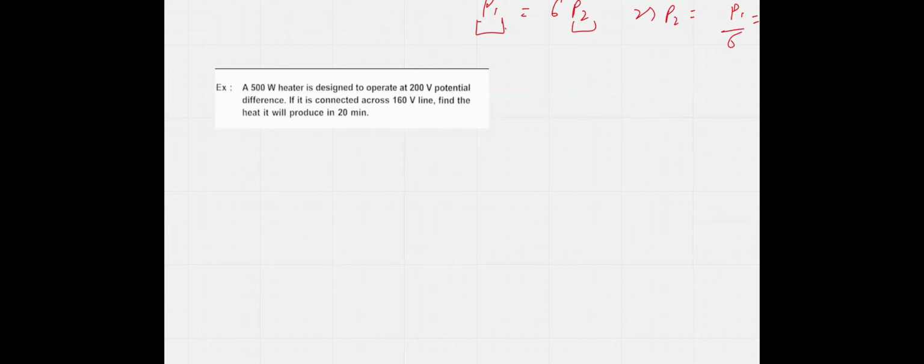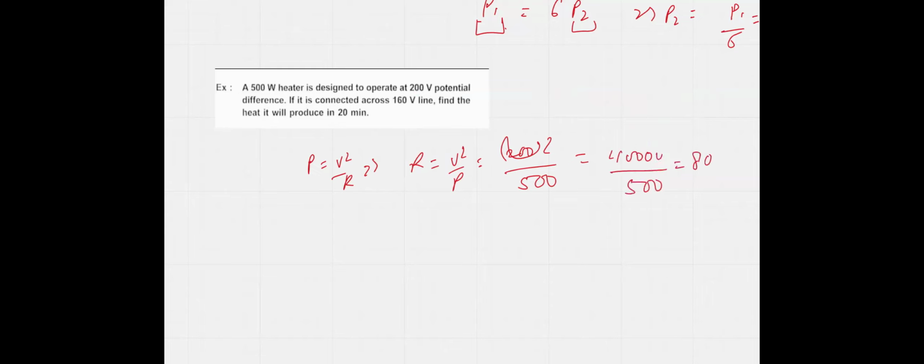I'll simply say power is equal to V square by R, and what is R? V square by P. 200 square divided by power, that is 500. So this will come to 80 ohms. The resistance of this heater comes out as 80 ohms.